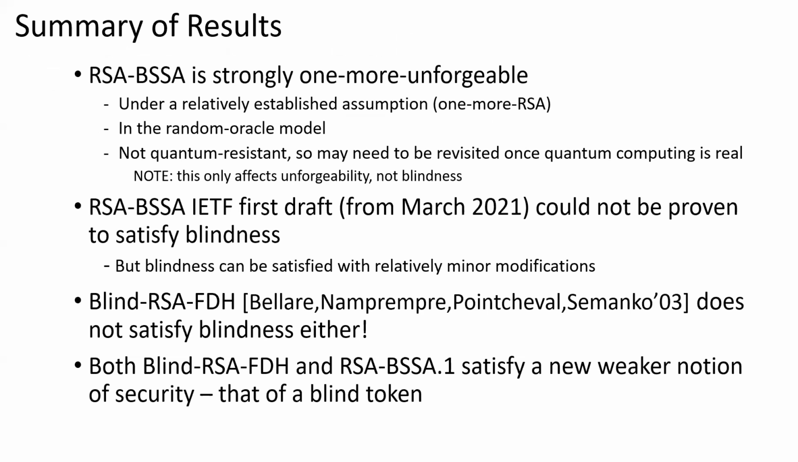This is just a summary of the results again: RSA BSSA is strongly one-more unforgeable. The new version satisfies blindness. The original version satisfies a weaker notion that is good enough for the application. And there's an open problem that I should have mentioned when I was presenting: whether this original version actually is blind is an interesting open problem. That's it.